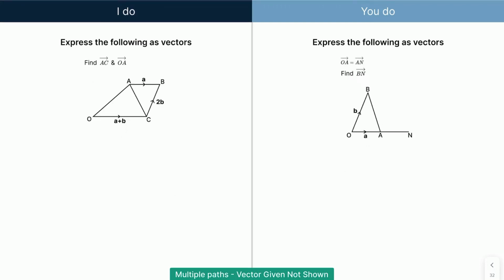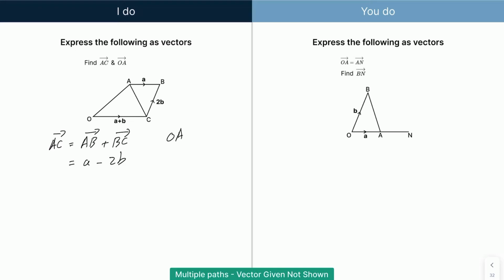So here's another one. So we have A to C this time. To go from A to C, we can see the easiest way is just to go down that way. So A to C is going to be A to B plus B to C, which is going to be A minus 2B.